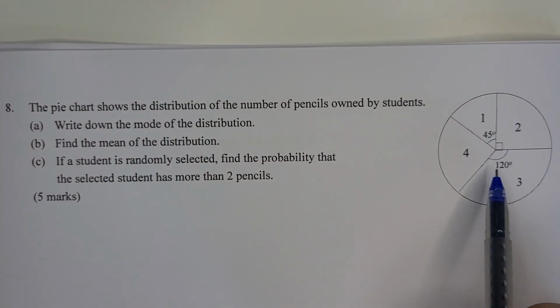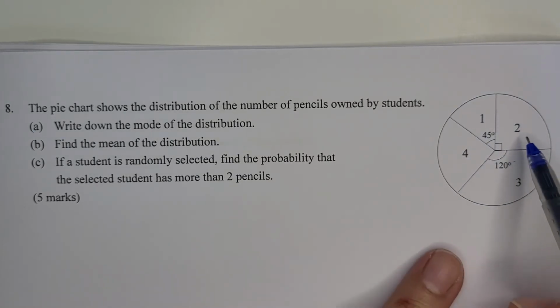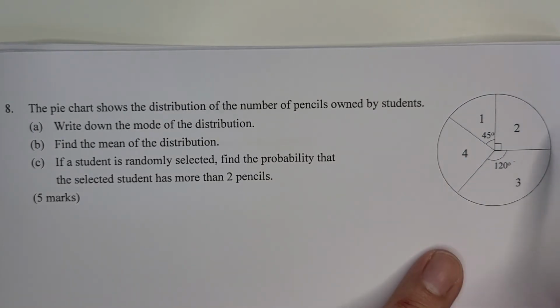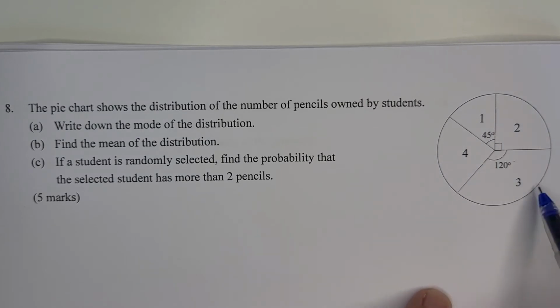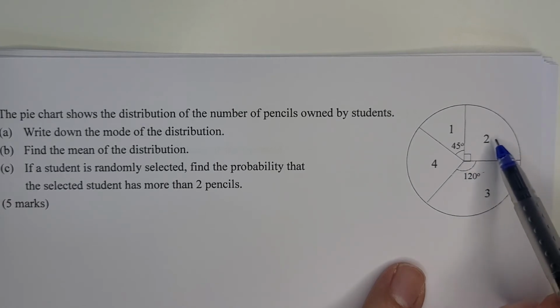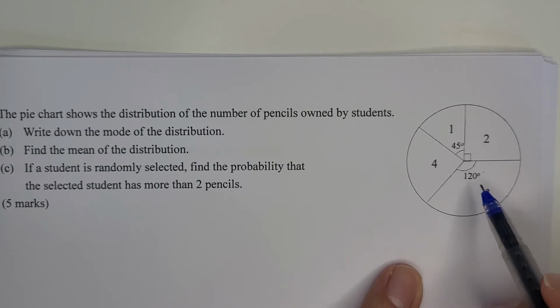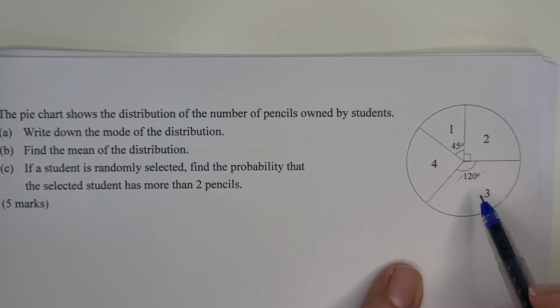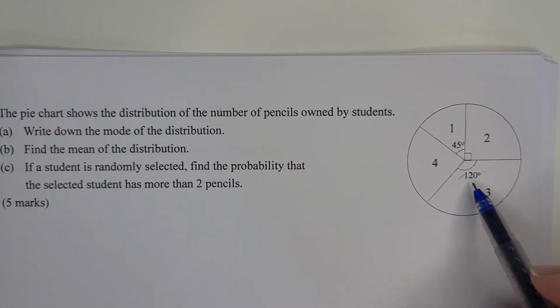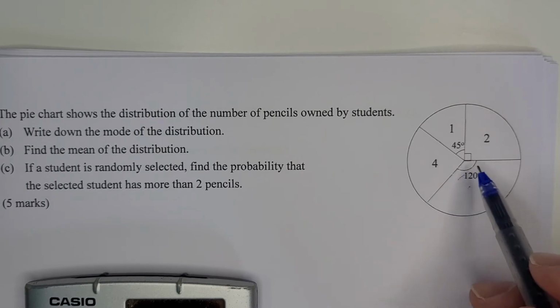It shows you the degree here. What does that mean? That means among all students, if I divide into 360 parts, 90 degrees of students get 2 pens. That means 1/4, 25%. Here, 120 degrees. That means if I divide them into 360 parts, 120 degrees of students get 3 pens. You can change all these into percentages.